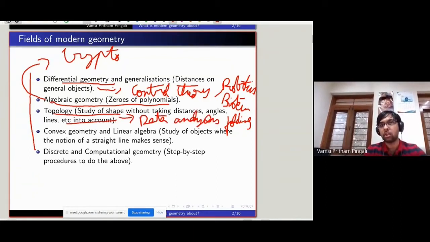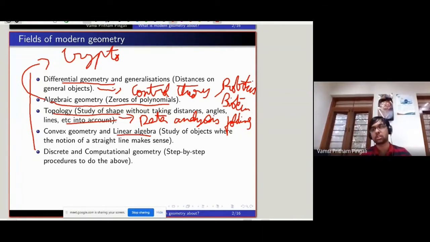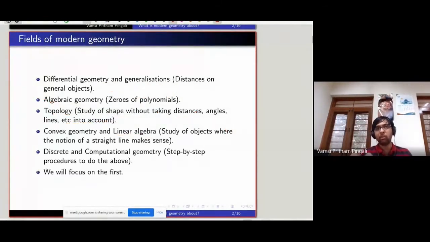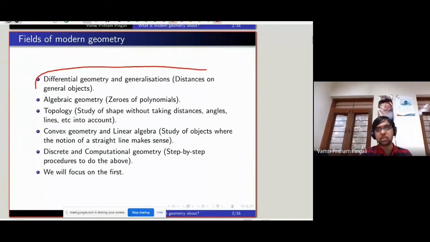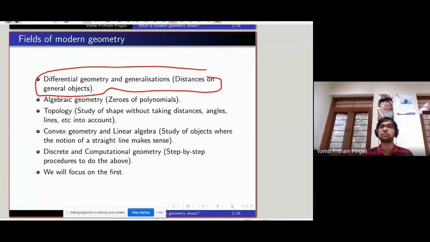Convex geometry, linear algebra plays a role everywhere. So the point is, you would want to implement concepts of these things on computers, right? So computational geometry is a very important branch that one counts as a branch of geometry itself. Okay? So we will only focus on this part, right? Okay.